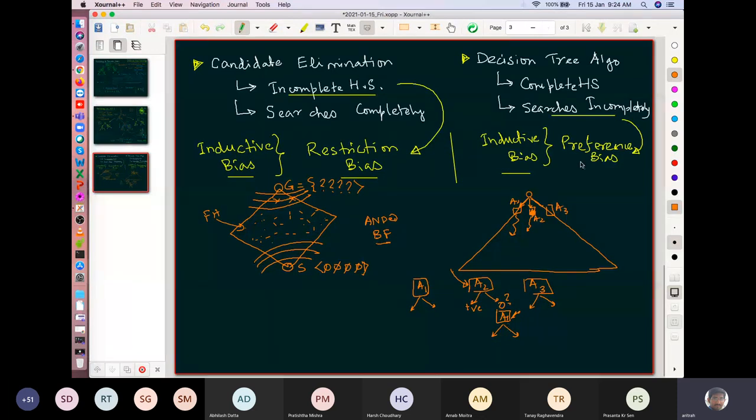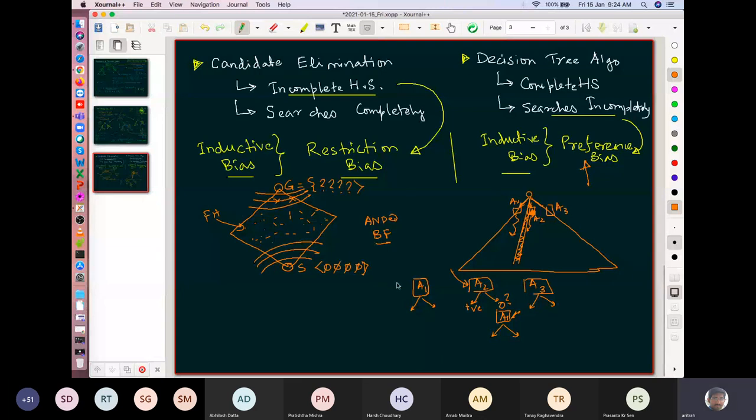So that's your preference. Therefore, what you are doing is that you are only searching a particular path in that whole space, not fully. So you are searching it incompletely. And that is what preference bias means.